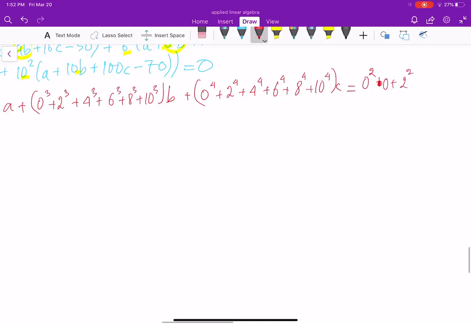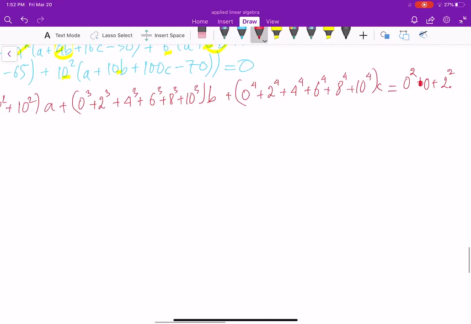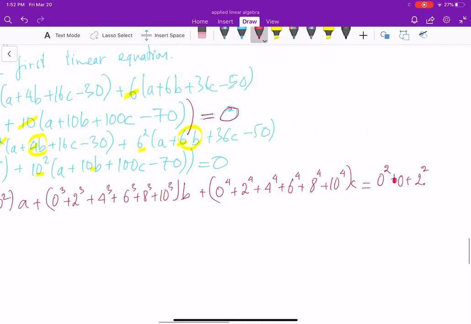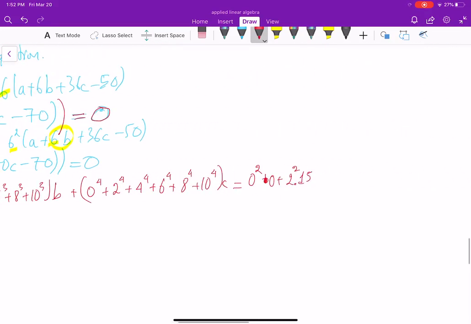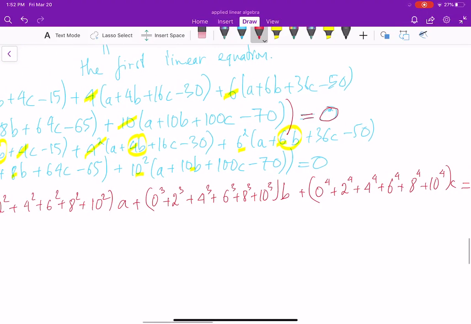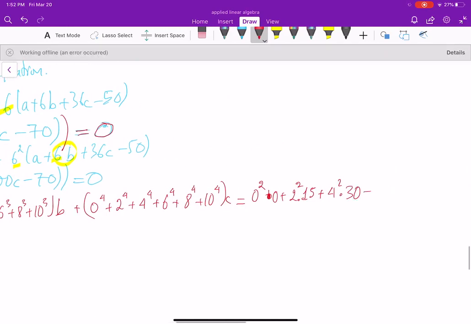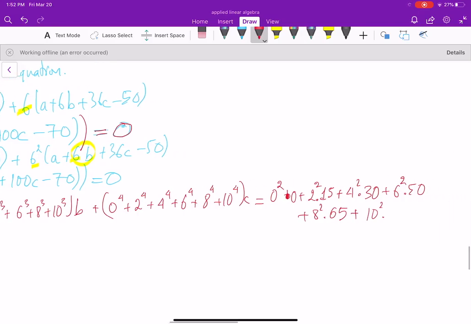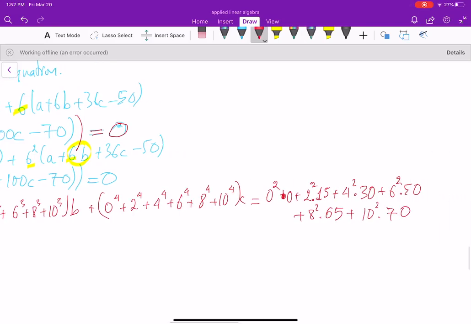plus 2 square times the y coordinate for 2. What is the y coordinate? That is 15, plus 4 square times what? Plus 4 square times 30. And then plus 6 square times 50, and plus 8 square times I think that is 65, and plus 10 square times 70. So that is the third equation.